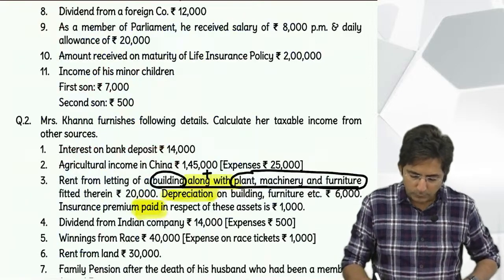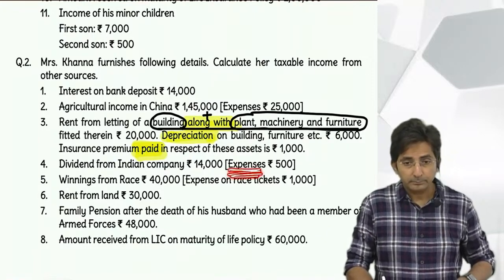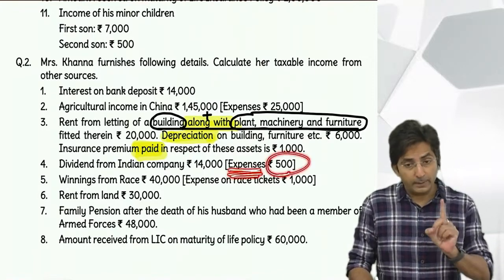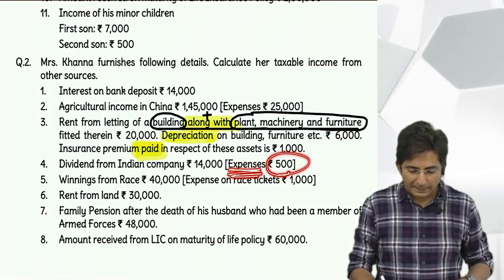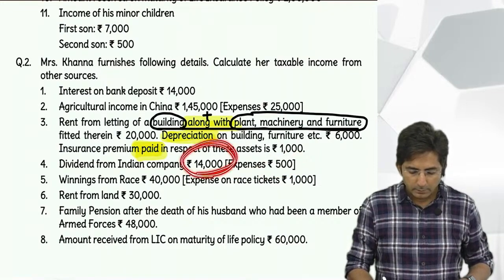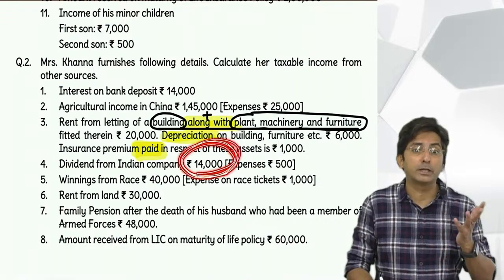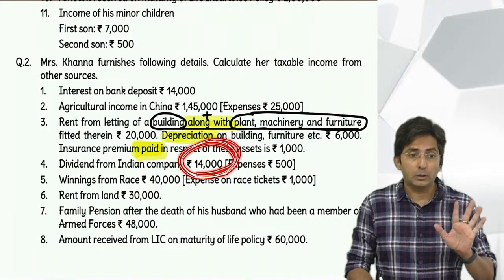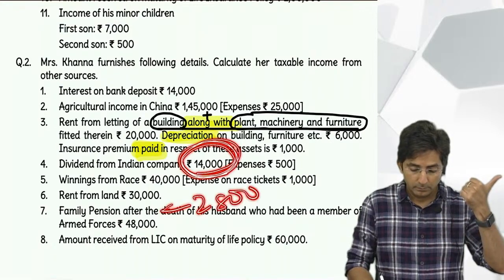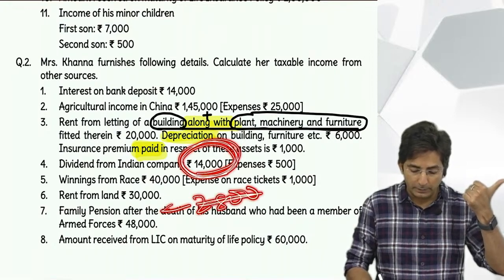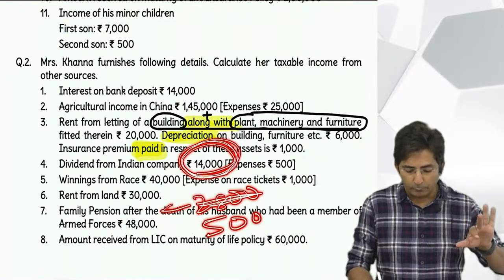Tell me, what if this 500 rupees was interest on loan? I am keeping it 500 only. So calculate the limit first. 14,000, 20% comes to 2,800. So 2,800 is the maximum which you can deduct. But my expense is only 500, so I will deduct 500 only from 14,000.